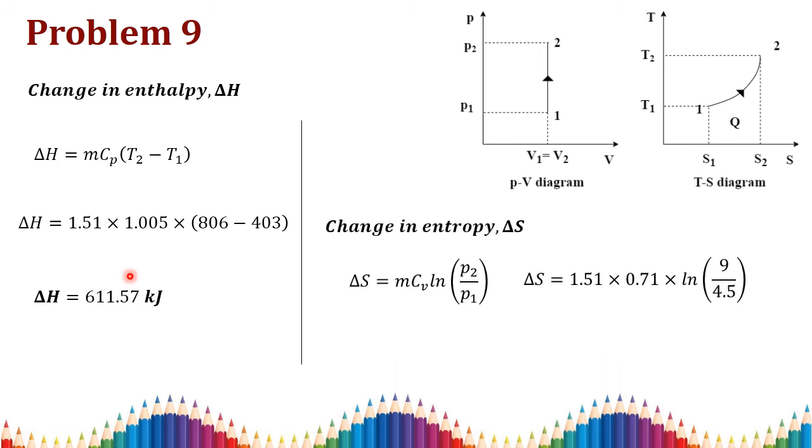Then the last one is change in entropy. Change in entropy for a constant volume process is delta S equal to mCv into ln of P2 by P1. Mass is 1.51. This is the specific heat capacity at constant volume in kilojoule, into ln of P2 by P1. If you substitute in kilopascal for P2, you have to substitute P1 in kilopascal, but I am substituting in bar, so I am substituting P1 in terms of bar. Substitute the same units here. Then your delta S will be 0.743 kilojoule per Kelvin.